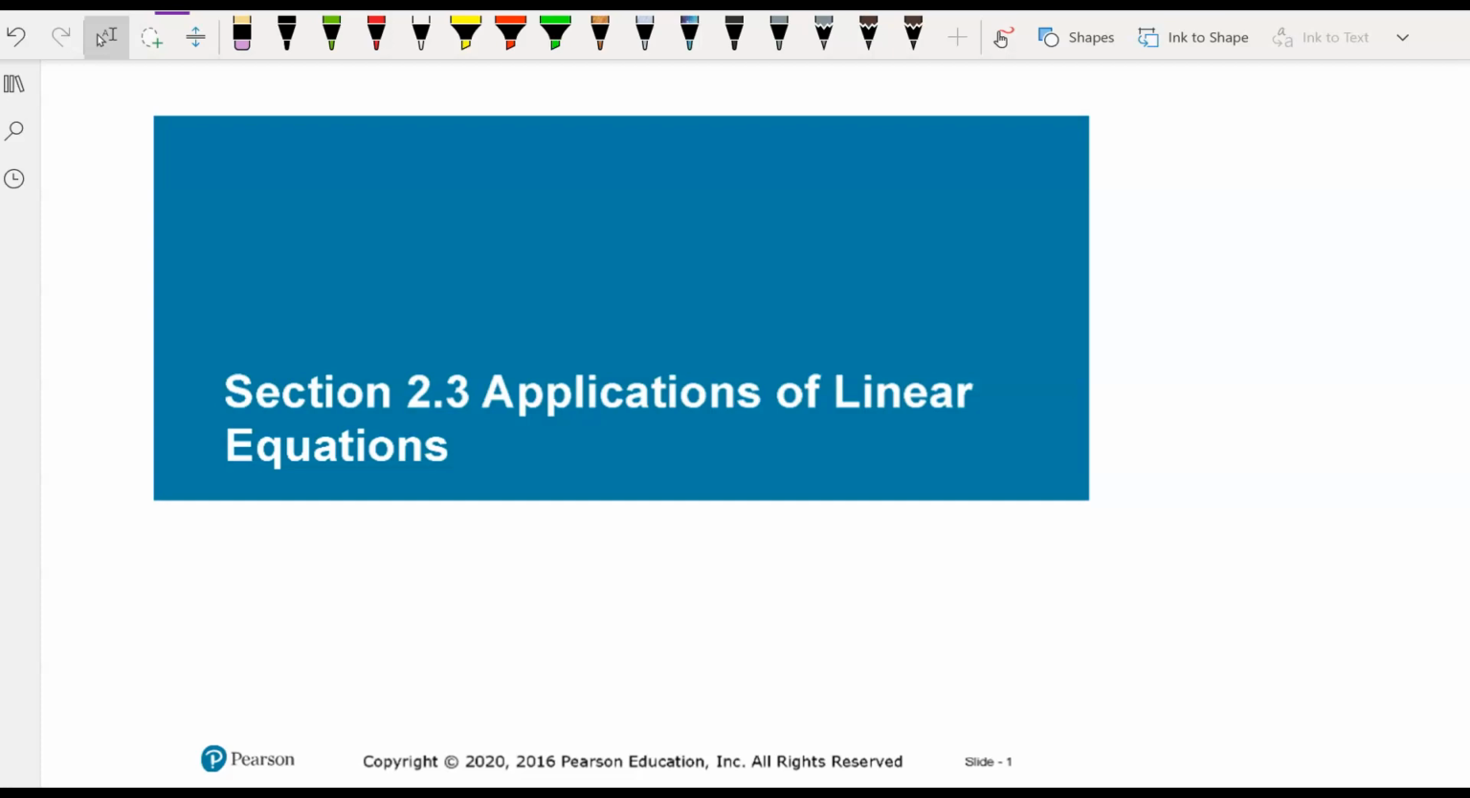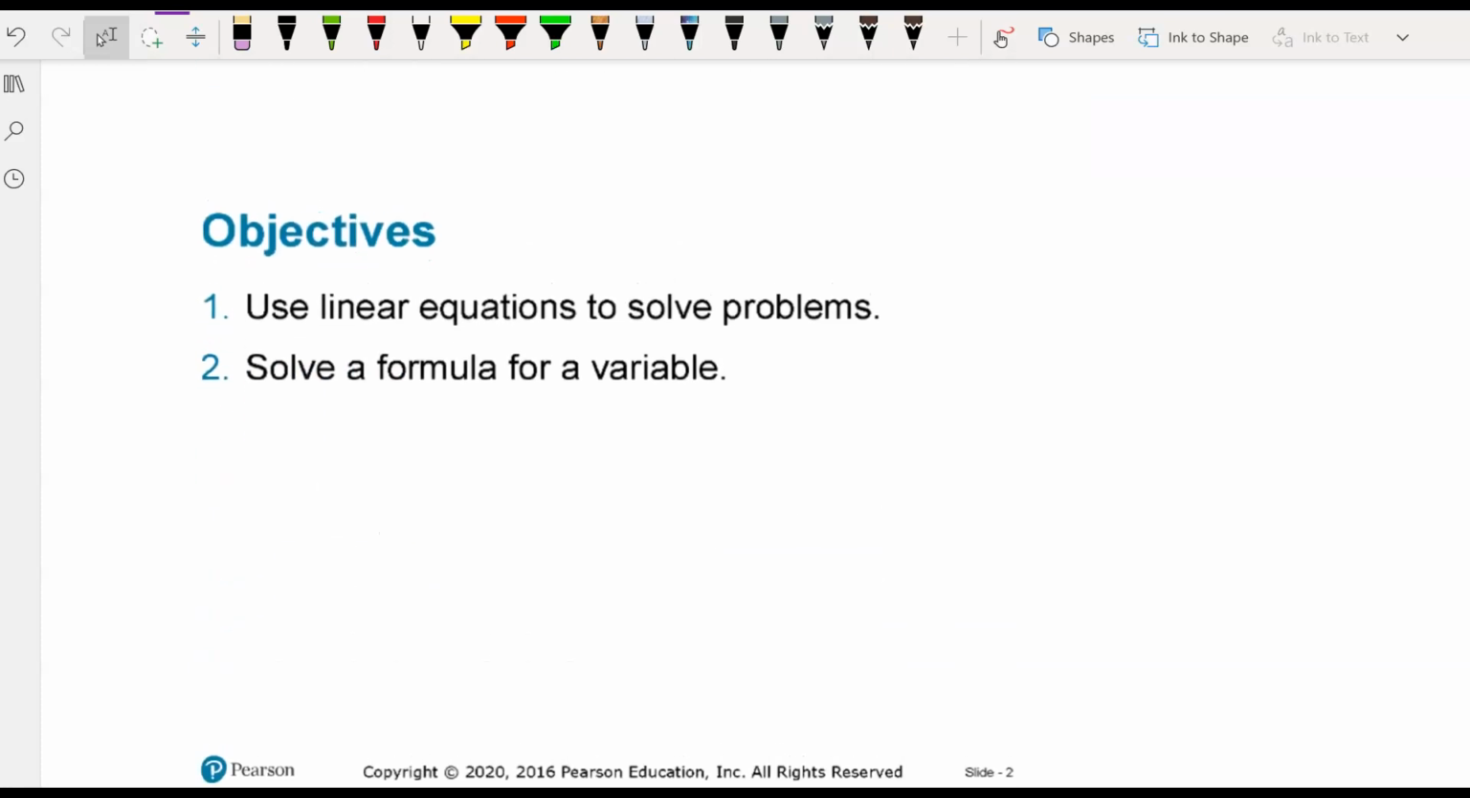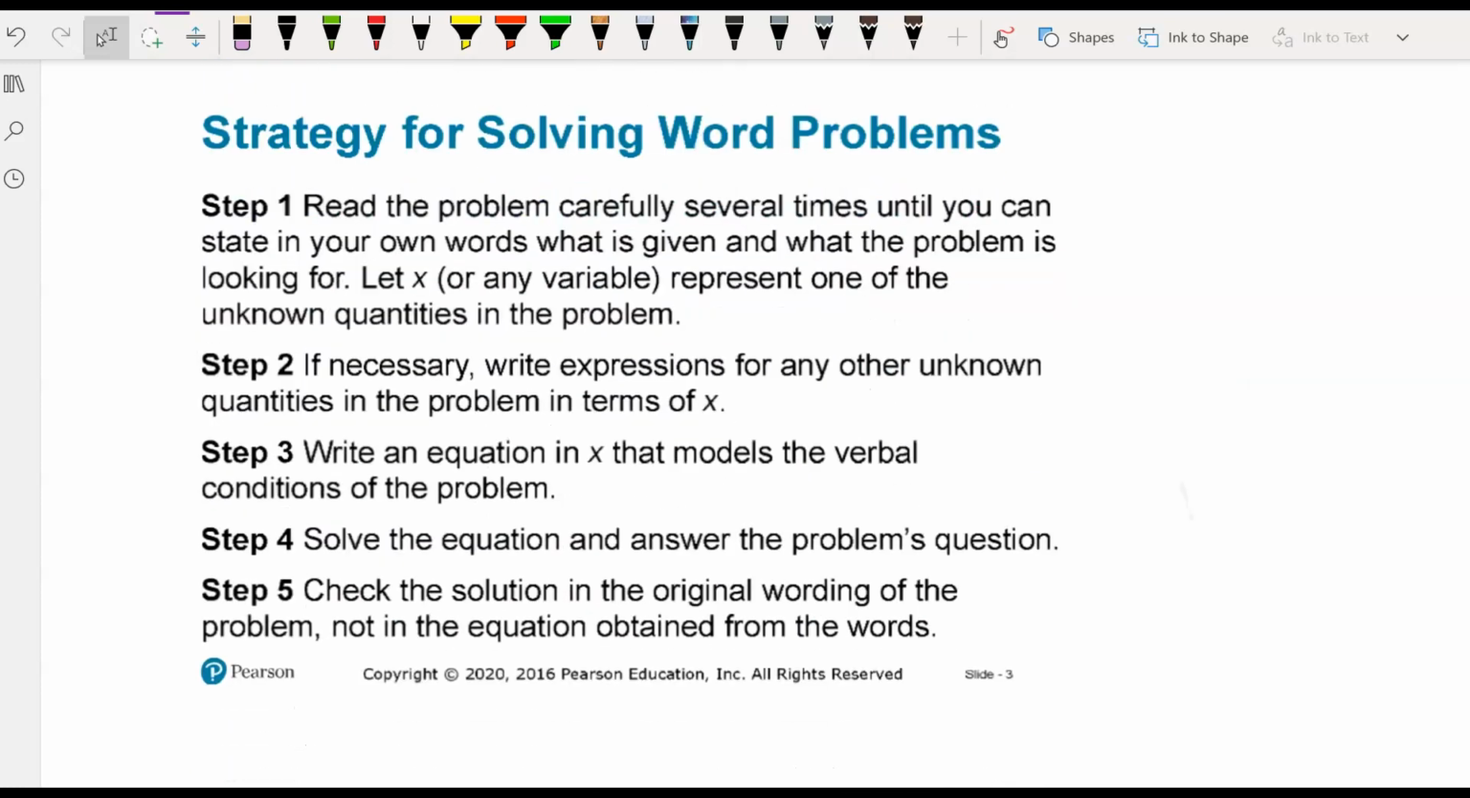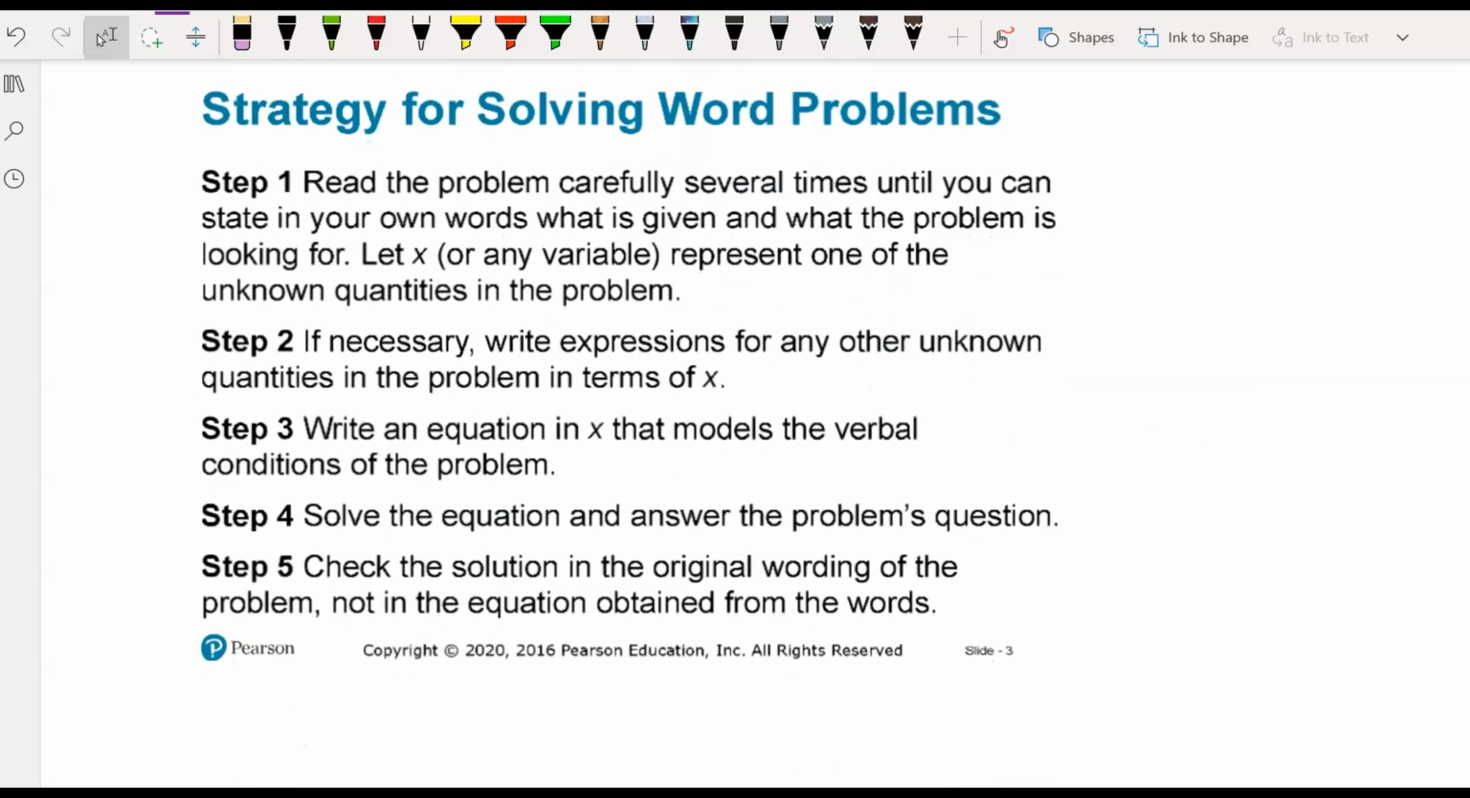Welcome back. This is 2.3, applications of linear equations. We're going to use linear equations to solve problems and solve a formula for a variable. Solving real world problems has steps 1 through 5. You just want to make sure that you have all the steps in place before you attempt to solve the problem. If you want to read those, you can.